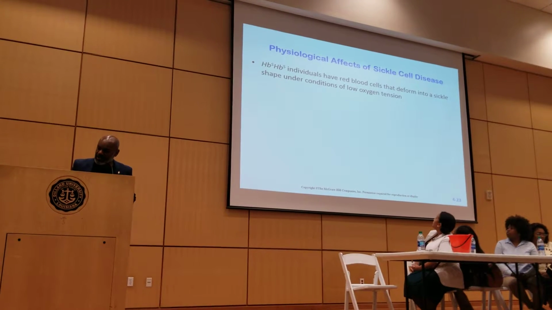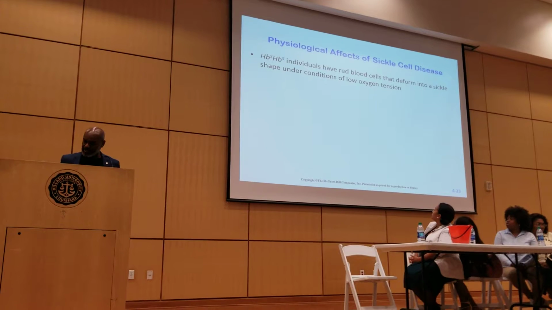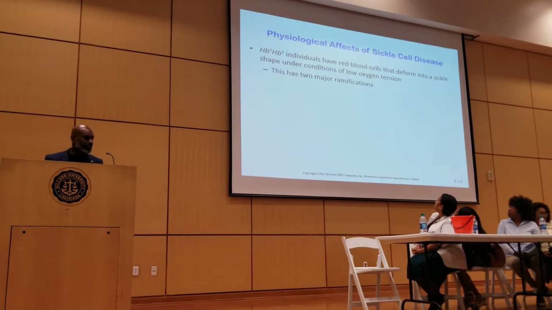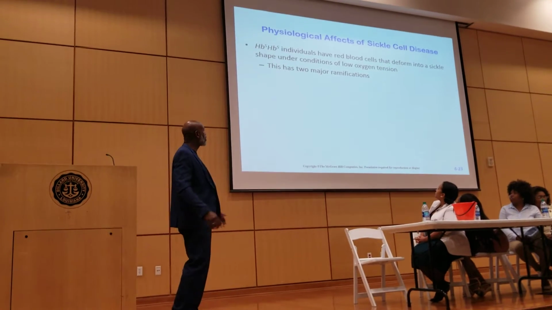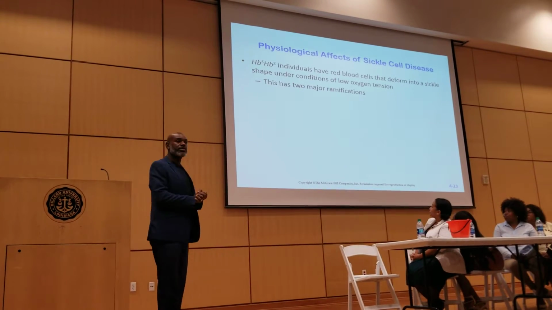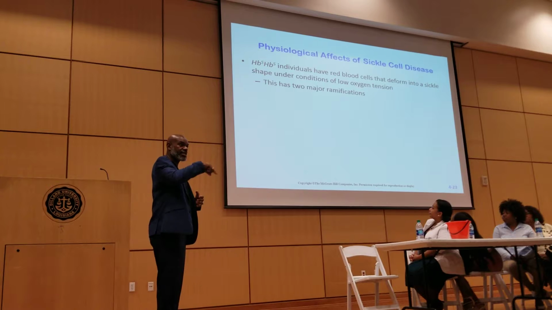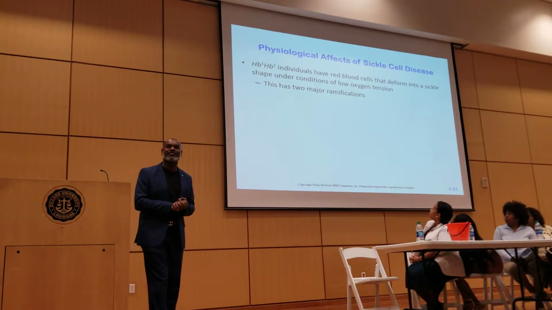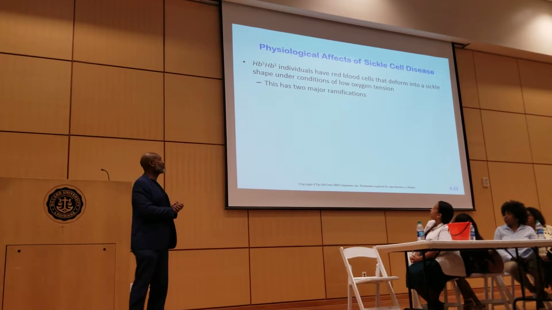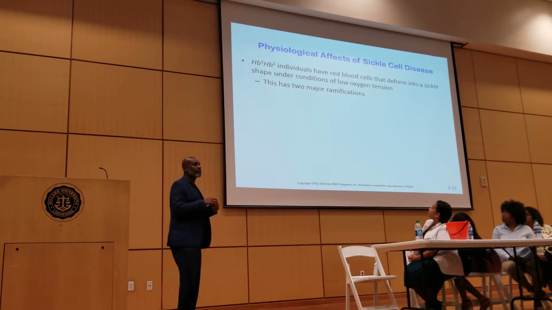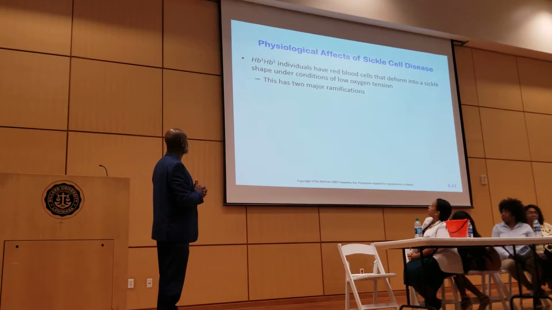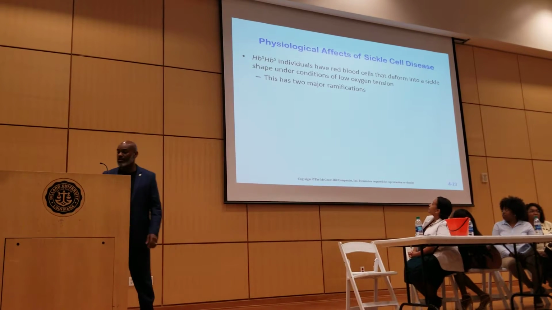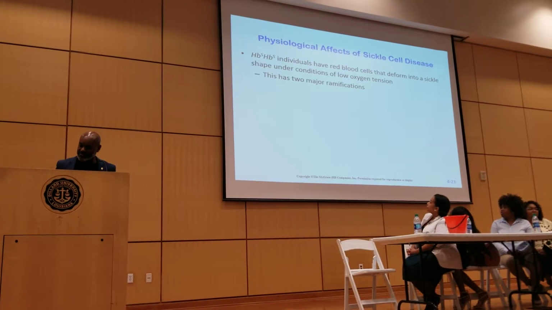What are some of the physiological effects of sickle cell disease? Individuals have red blood cells that deform into a sickle shape, and I'll show you what a sickle shape looks like. It's like a crescent moon. We use the crescent moon oftentimes here in New Orleans to represent the city. Our cells, which are supposed to be a round disc, actually change their shape into a sickle. What are the ramifications of that?